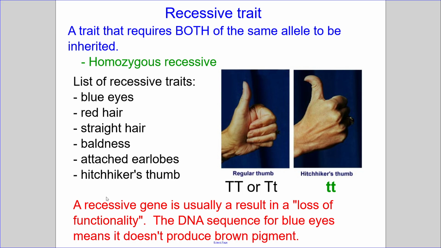So whatever protein would normally be created, it just means that protein might be broken. And while that's not going to hurt you, because blue eyes doesn't hurt you any more than brown eyes, or a hitchhiker's thumb doesn't hurt you any more than a regular thumb, it just means that the protein that would normally be made just isn't working correctly, and as a result, you have a recessive phenotype. Now, sometimes recessive phenotypes can lead to bad disorders, but we'll talk about recessive disorders in another class.